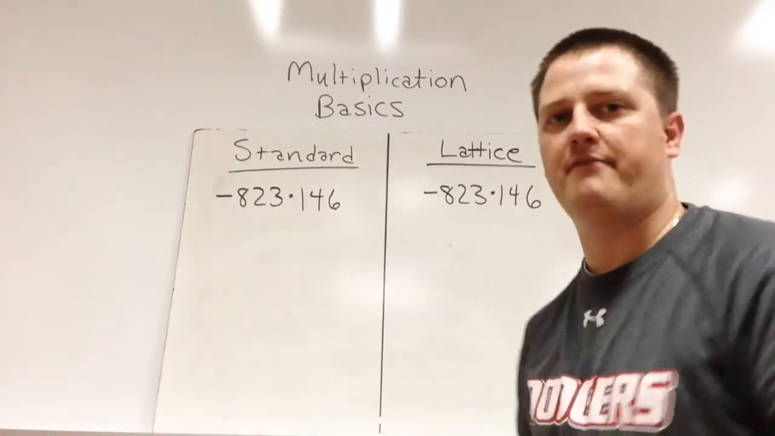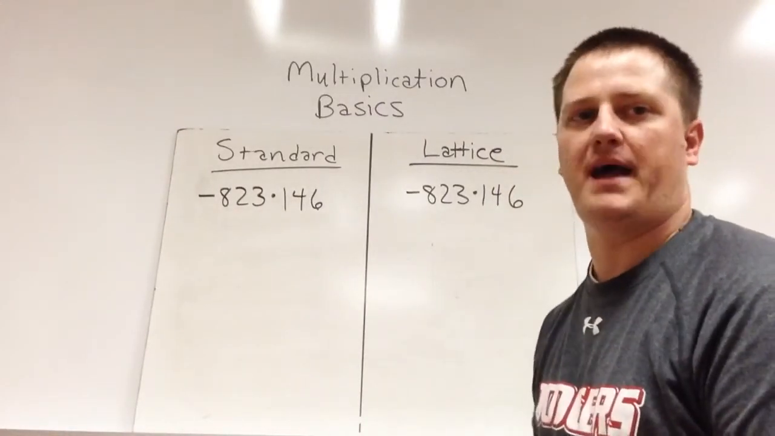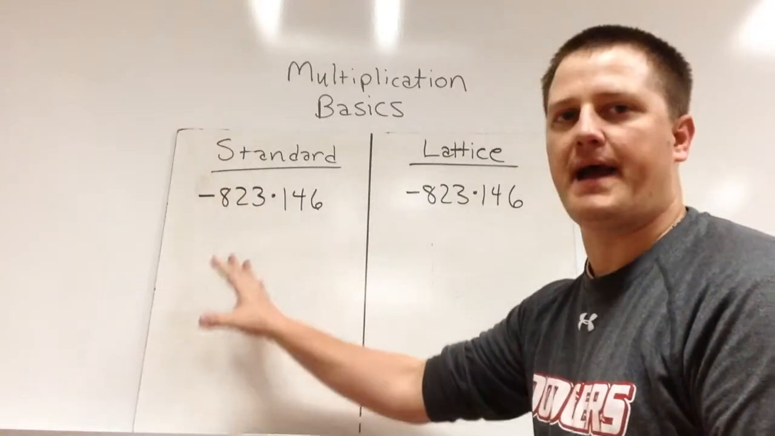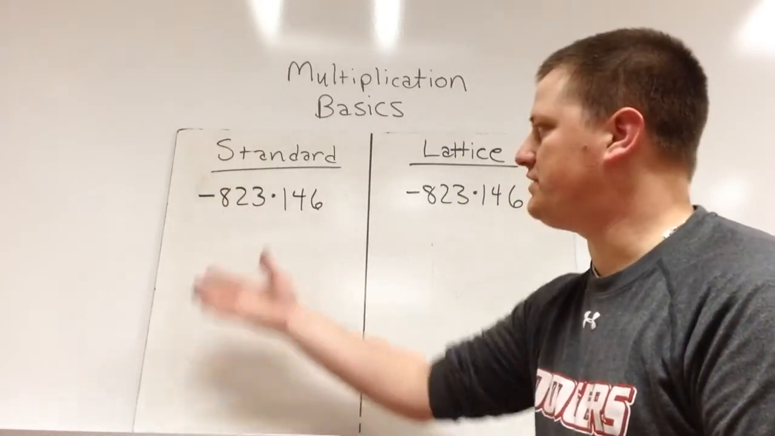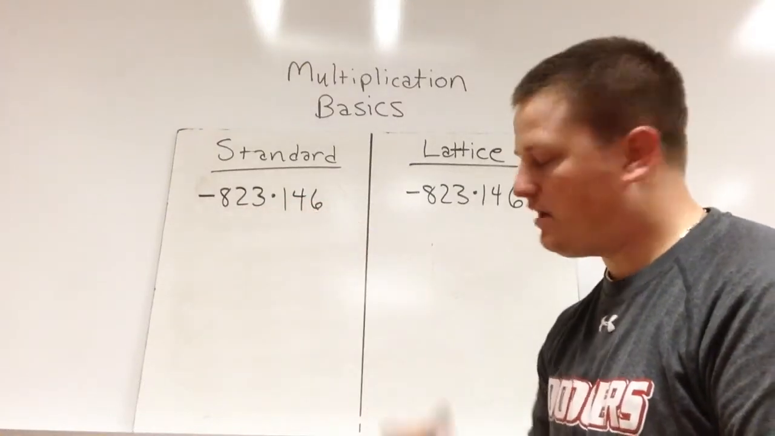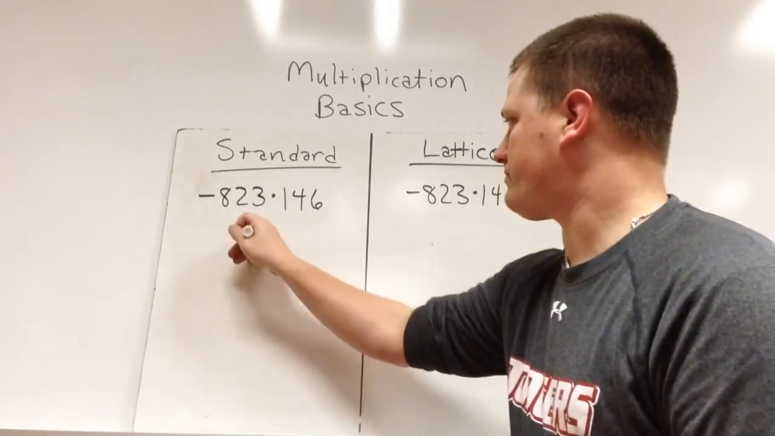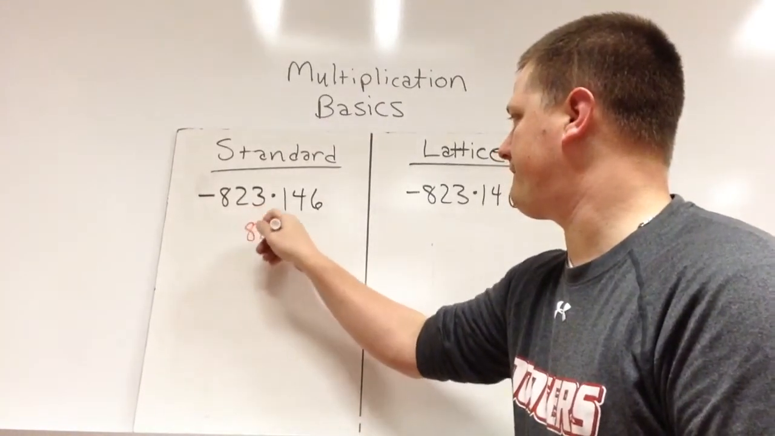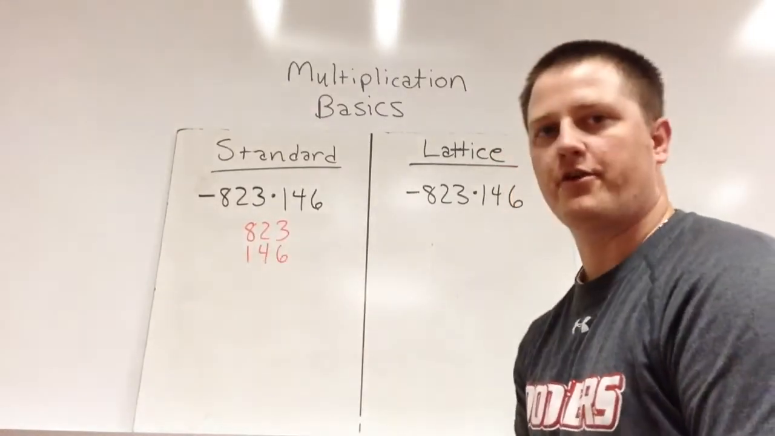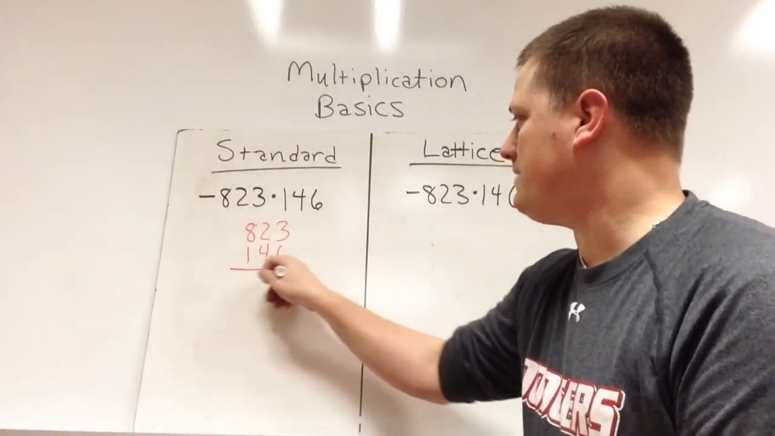The reason we have standard and lattice multiplication is not for problems like the past ones, the 3 times 4 stuff. That's easy. It's for when we have much larger numbers, such as negative 823 times 146. So I'm going to go through the basic known version. For the most basic version, we just put the numbers and line them up.